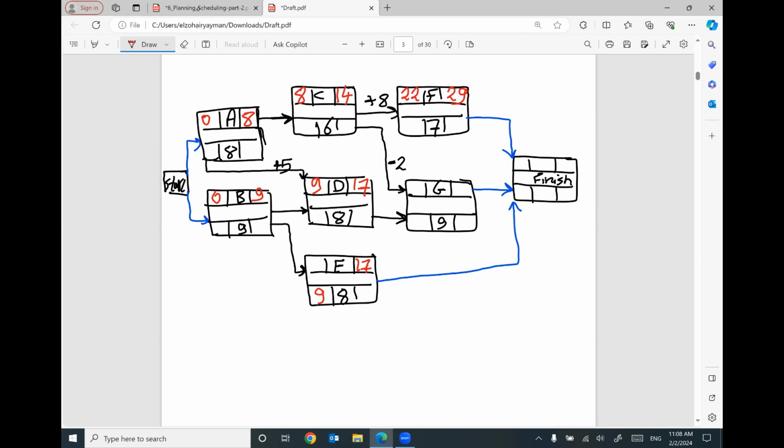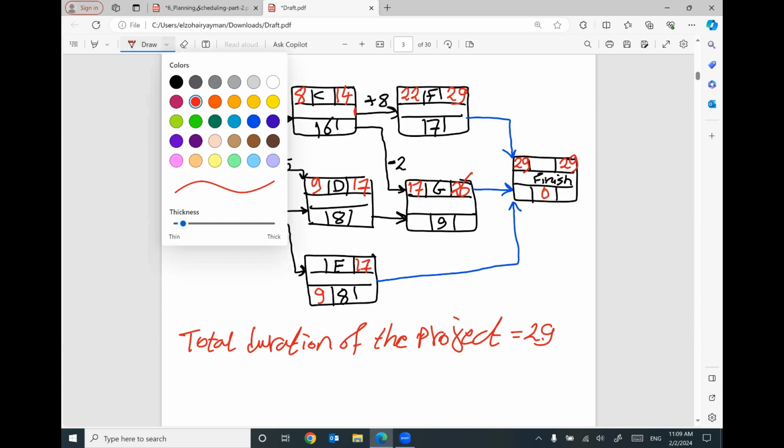For activity G, we have two arrows. One will give you 17 and the second one will give you 12. Yes, I finish activity C at 14, but I can lead activity G with 2 days, so I can start it at 12. So I'm going to use 17, plus 9 will be 26, I think. The finish, we have here 29, we have here 26, we have here 17. I'm going to use 29, plus 0 will be 29. So the final conclusion is the total duration of the project will equal 29.